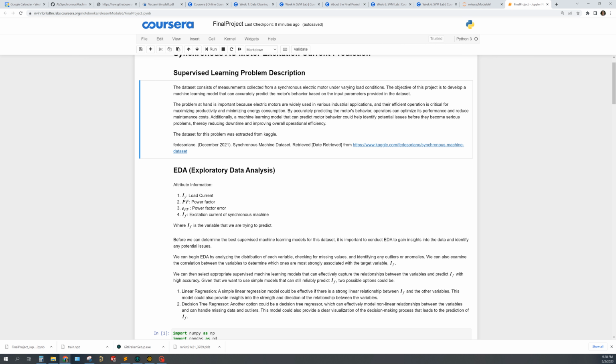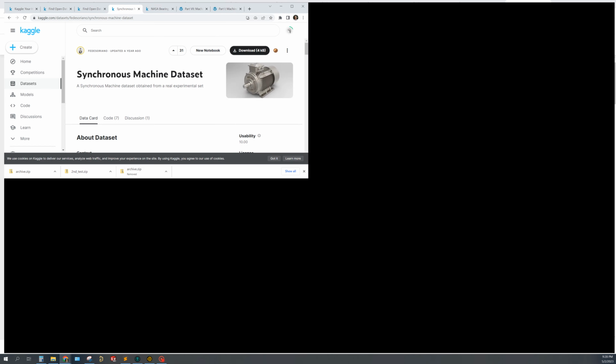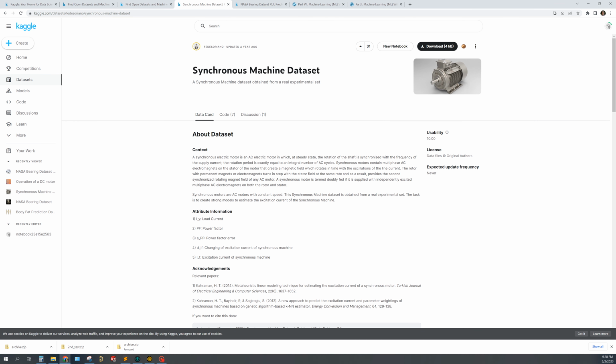But yeah, in analyzing this, I'll admit I cut out one feature in this data set. I didn't even include it in my report because it is the exact same information as what we were predicting. So what we're doing here is we're trying to predict the excitation current of the synchronous machine. In other words, the current that we're going to give the motor in order to manipulate the speed at which the rotor runs.